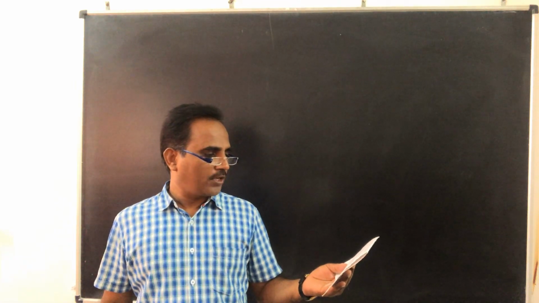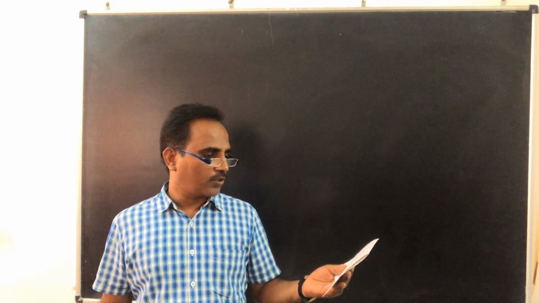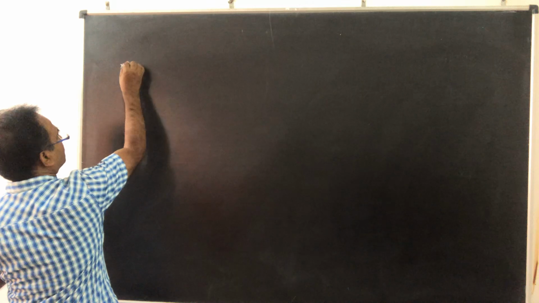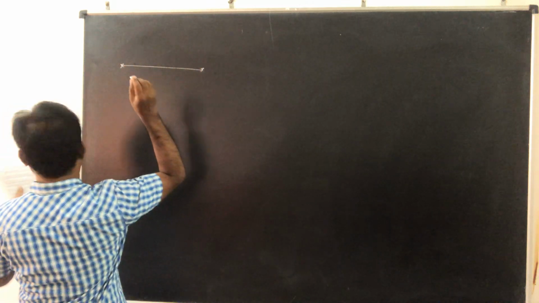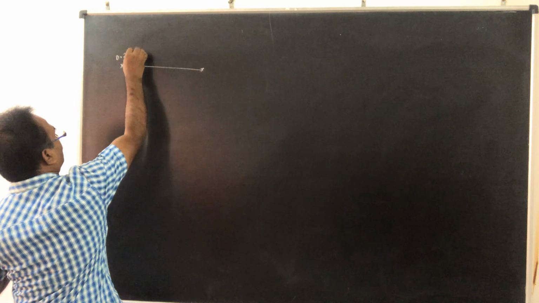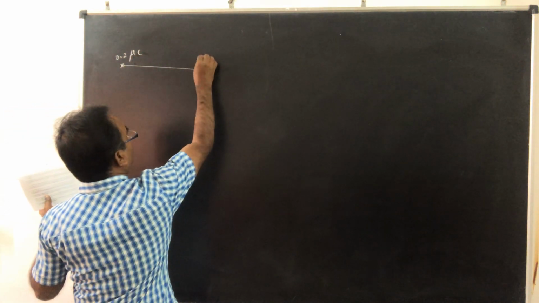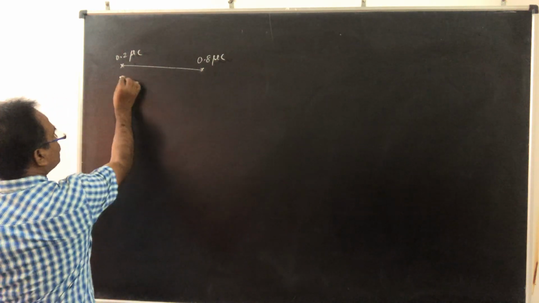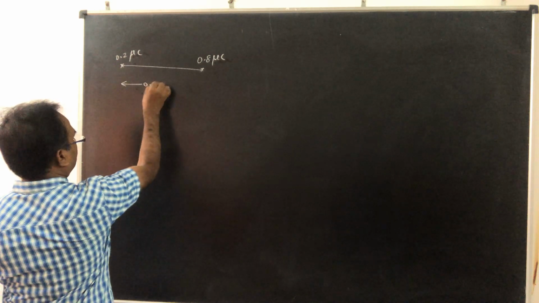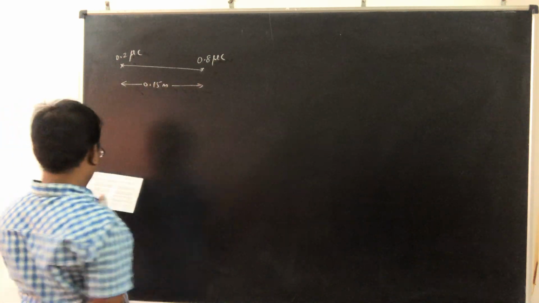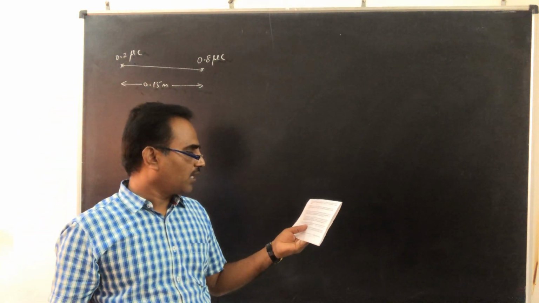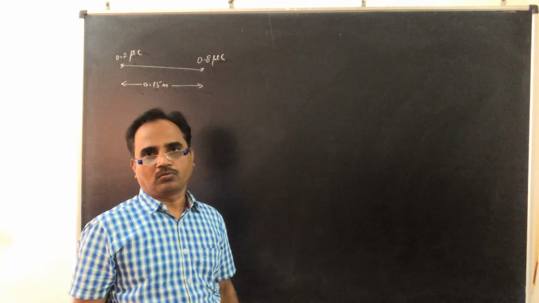2-point charges plus 0.2 microcoulomb and plus 0.8 microcoulomb are placed at a distance of 0.15 meter apart. Here there are 2-point charges. The first one is plus 0.2 microcoulomb and the second one is plus 0.8 microcoulomb. These two are separated by 0.15 meter. Now the question is, at what point on the line joining them the electric field is zero?